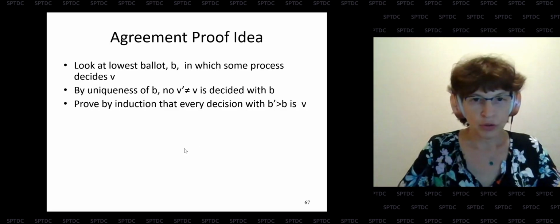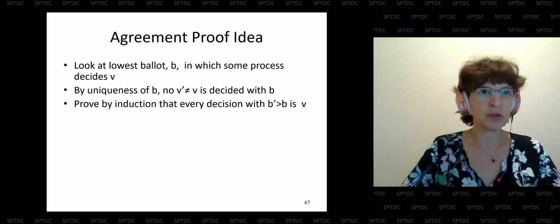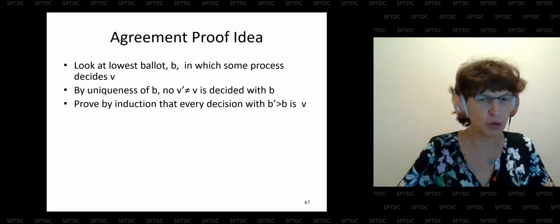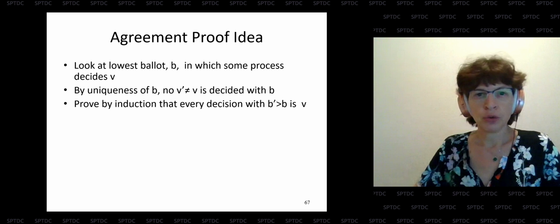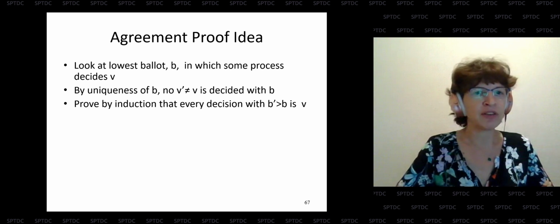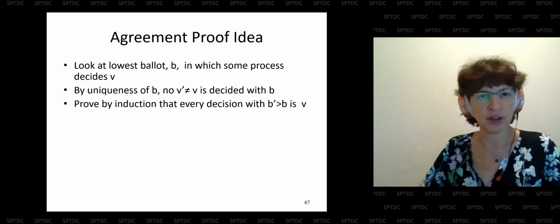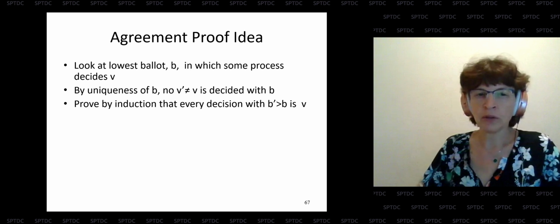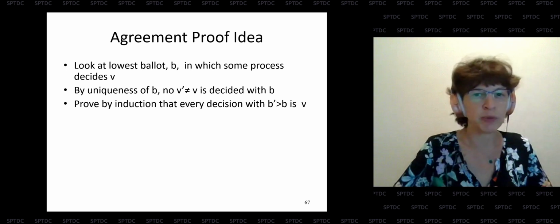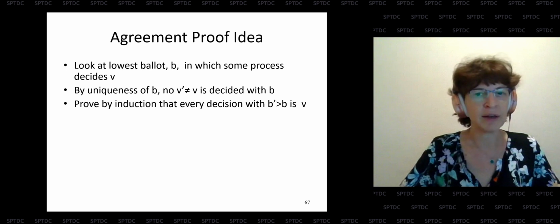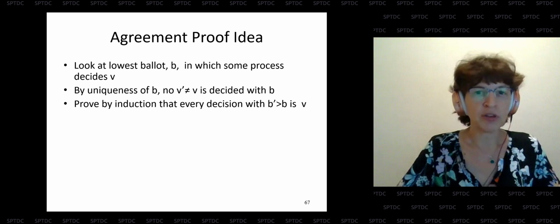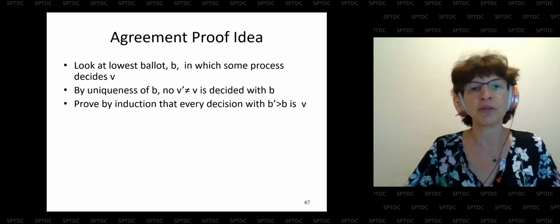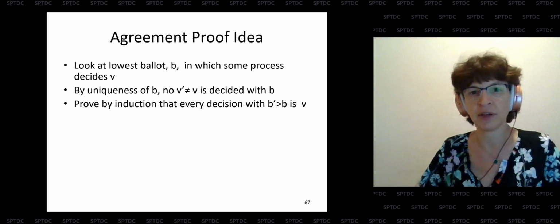Okay, let me just try to formalize it a little bit. I'm not going to write a really formal proof here, but the basic idea to prove is, you ask yourself, what is the smallest ballot B in which some process decides a value V? The first thing to observe is that ballot numbers are unique. Remember, we broke ties by process ID, so we don't have the same ballot twice. There's only one process that's going to propose values with the same ballot, so it's not possible for any different value to be decided with the same B.